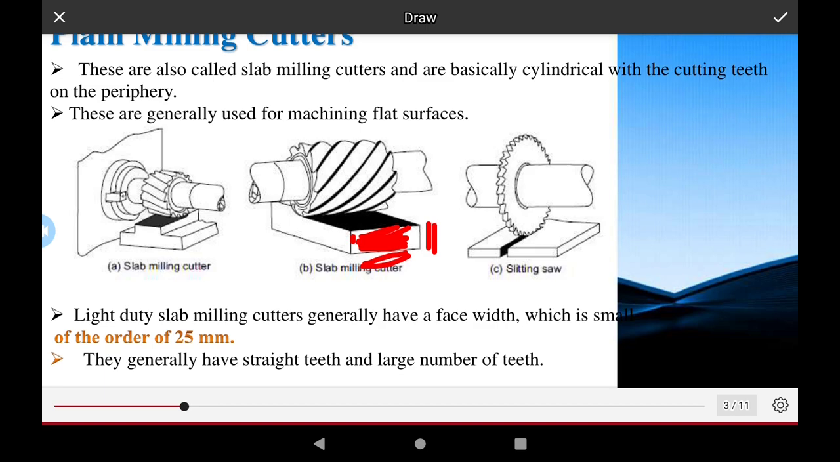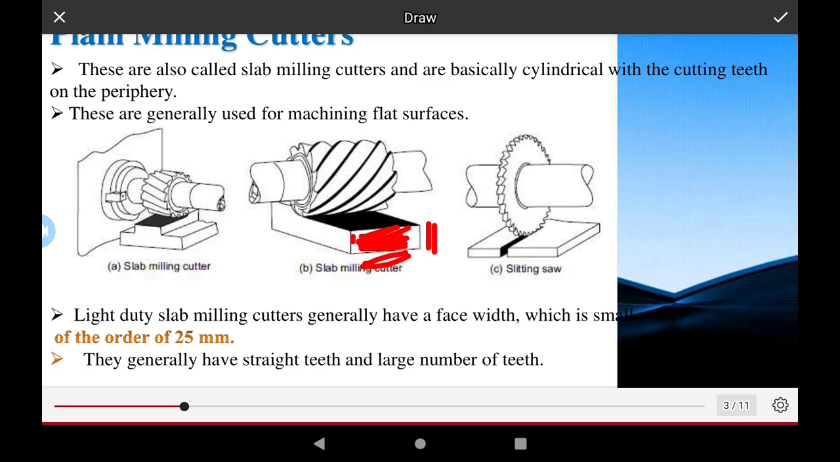Okay, and this is the heavy face milling of the workpiece, which is of small size, on the order of 25 mm. Okay, the large workpiece is used in this operation. The workpiece is also used with the face milling cutter, on the order of 25 mm.